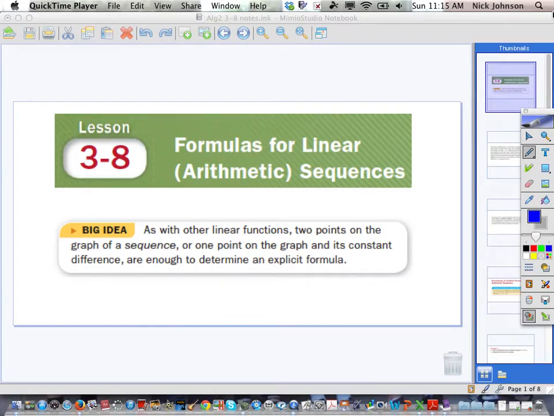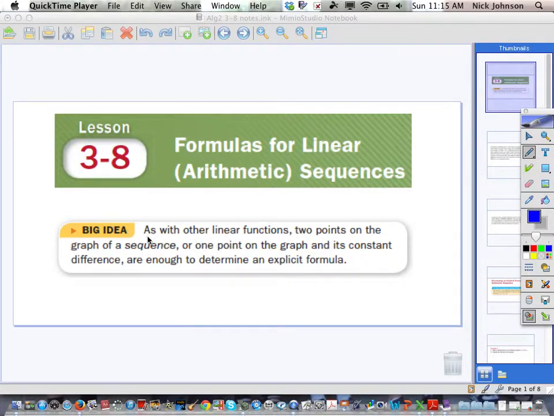Lesson 3-8, Formulas for Linear Arithmetic Sequences. In an arithmetic sequence, what you have is a constant difference between your numbers. Therefore, you're able to write them in a certain way that you can see they are linear.